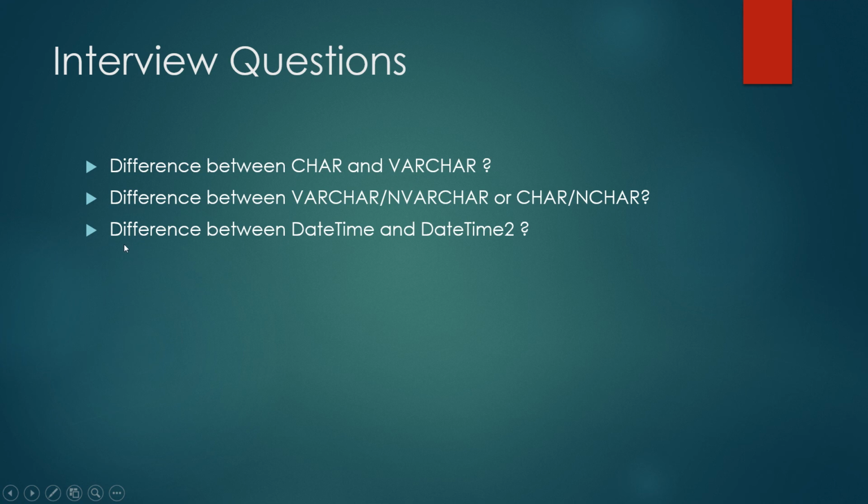What is the difference between datetime and datetime2? There is a minor difference between datetime and datetime2. Datetime2 gives more accurate values on millisecond decimal points. So we can see that for datetime the millisecond goes to 3 digits only in the decimal point, but if you see for datetime2 it goes up to 7 or 8 digits.